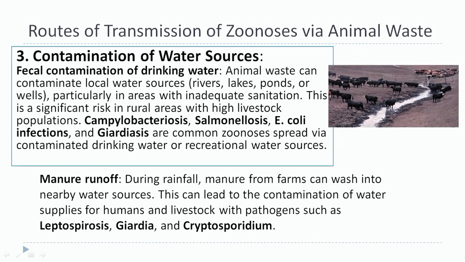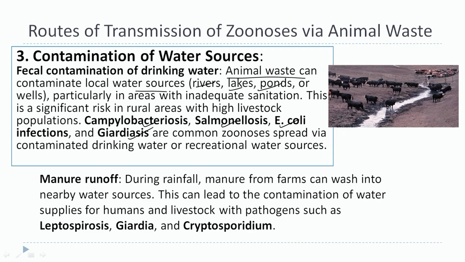The third pathway for transmission of zoonotic disease is through contaminated water. Different types of animal waste contaminate different water sources like rivers, lakes and ponds, particularly in rural areas where sanitation is poor and infrastructure facilities are not so well developed. This results in contamination of water sources and helps in the transmission of different zoonotic diseases, mainly Campylobacteriosis, Salmonella, E. coli and Giardiasis.